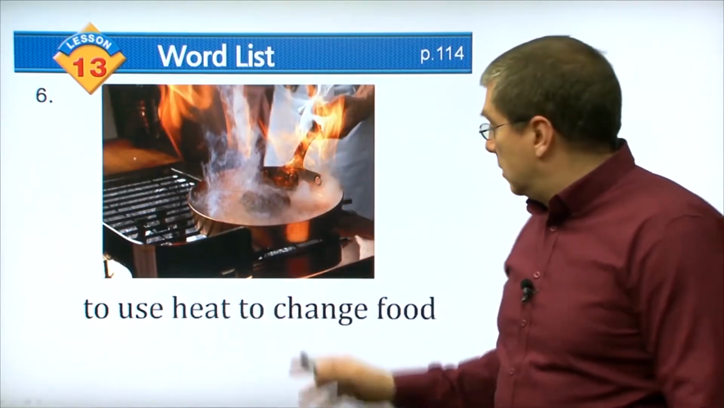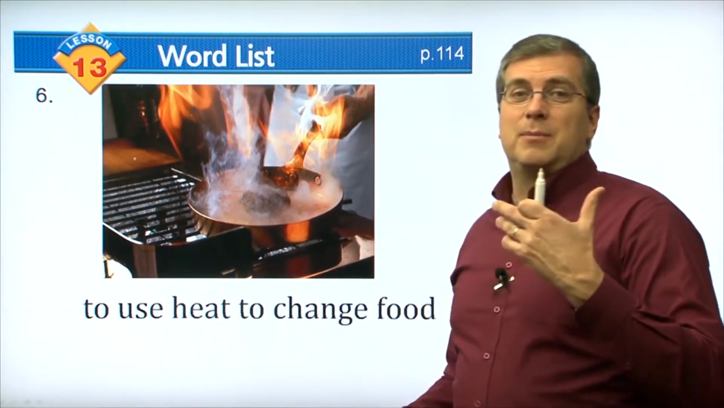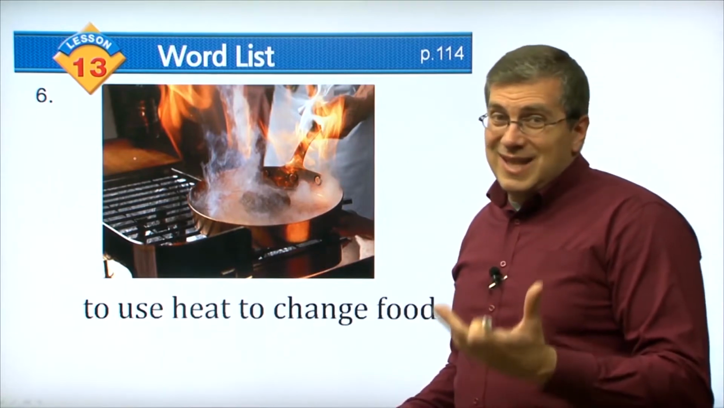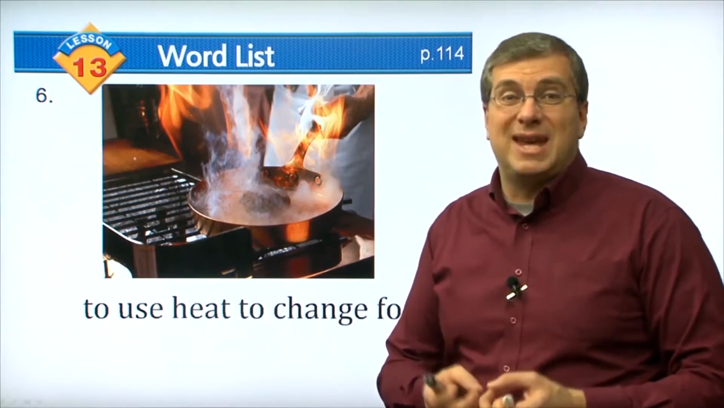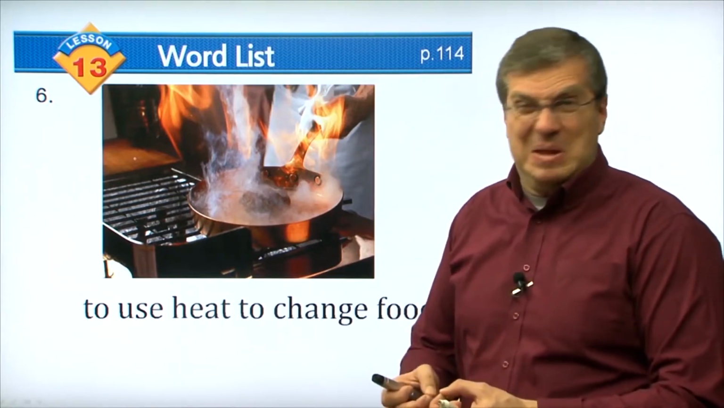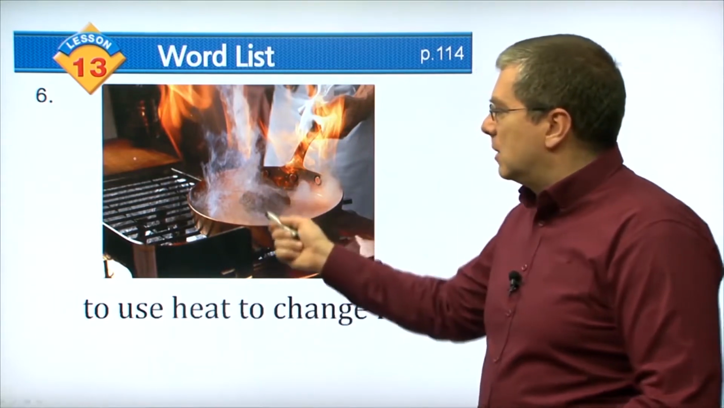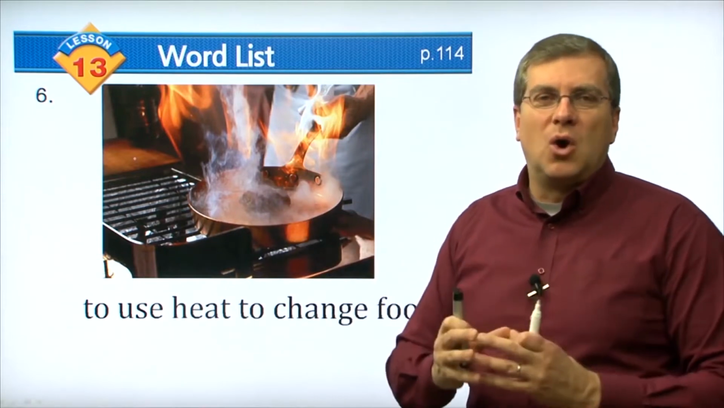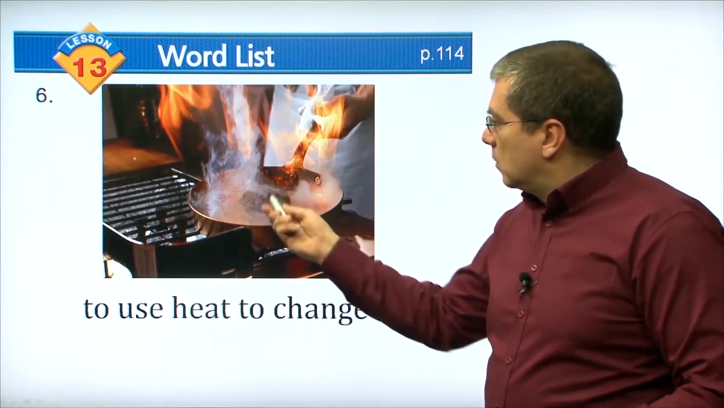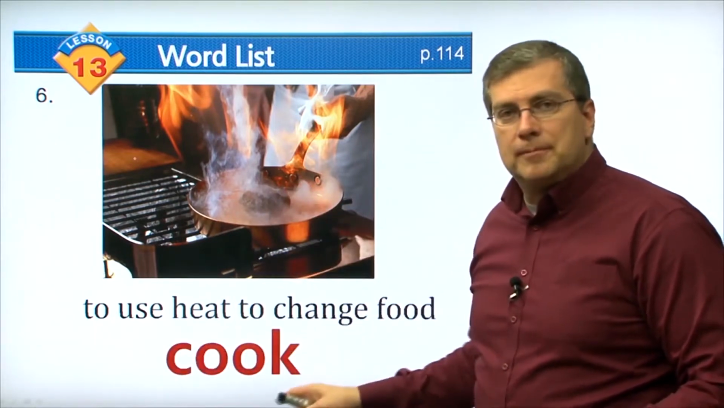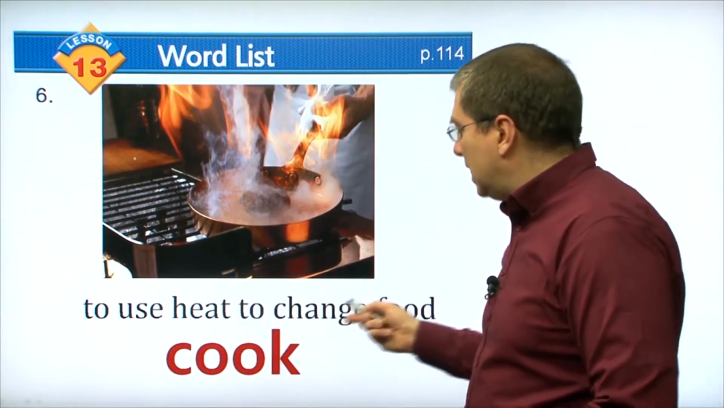Number six, to cook. We use heat not just to warm our bodies, but we also use heat with food. We change food, right? If you have, for example, a steak, the steak is not brown when mother buys it at the store. It's pink. It's red. Do you want to eat it? Ugh, no, that's raw meat. You don't want to eat that. You want to change it so it's brown, warm, and juicy, right? That's what you do with heat, you cook. You cook the food. That's changing the food. Use heat to change the food.